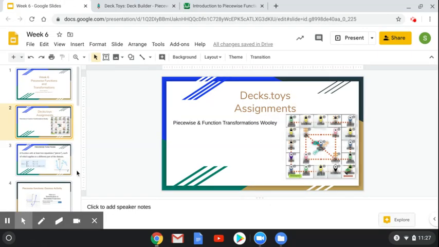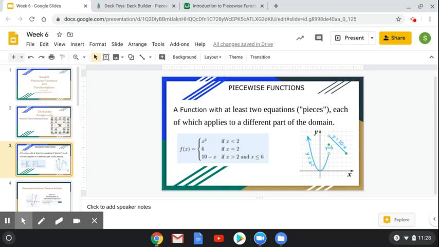So the question is, what is a piecewise function? Well, a piecewise function, by definition, consists of a function with at least two equations or pieces, each of which applies to a different part of the domain. And remember, the domain are the input values. If you look at this particular example, there are 3 different pieces or equations given over different parts of the domain. It's a quadratic function when x is less than 2. It is actually a point when x equals 2, and it is a piece of a linear function when x is greater than 2 and less than or equal to 6.